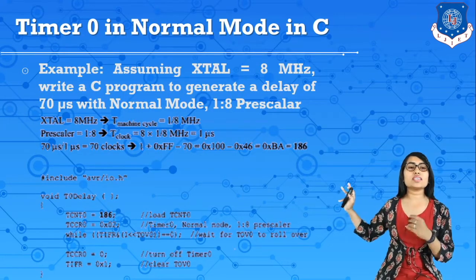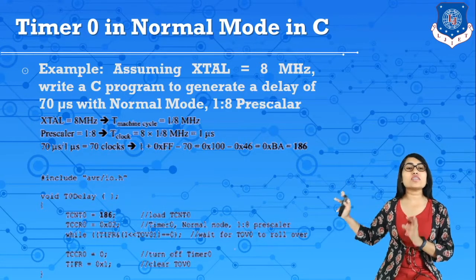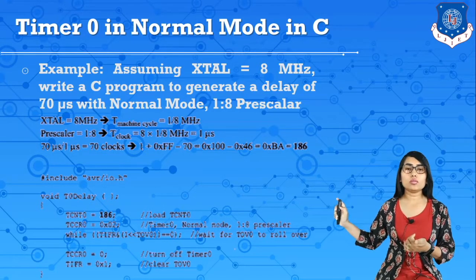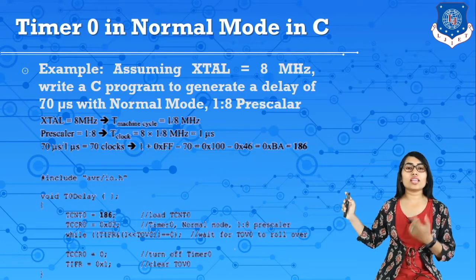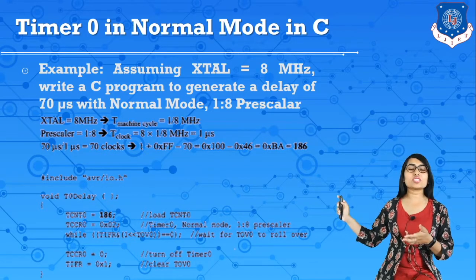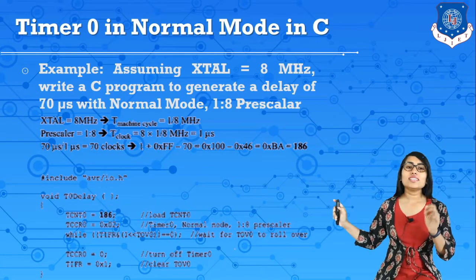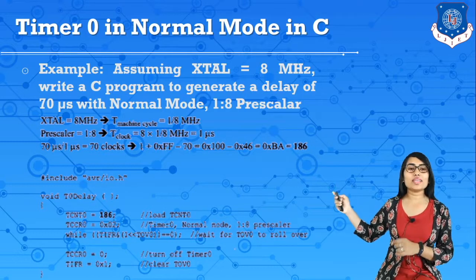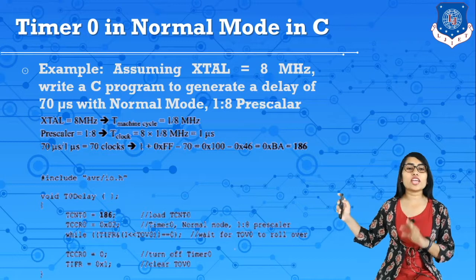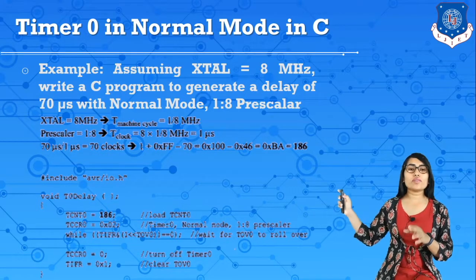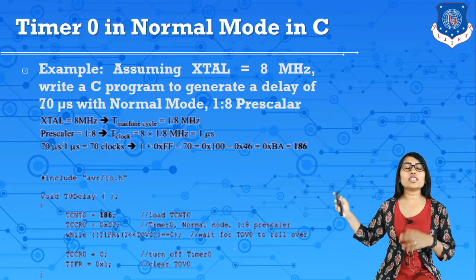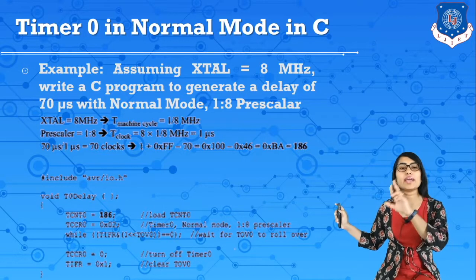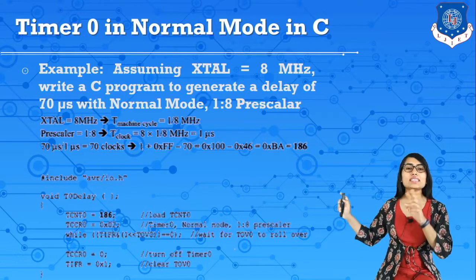Assuming a clock frequency, write a C program to generate a delay of 70 milliseconds with normal mode and a 1/8 prescaler. For normal mode and 1/8 prescaler, we have to calculate the value of TCCR0, and for 70 milliseconds we have to calculate the value of TCNT0. The clock is 8 megahertz, so our T clock is equal to 1 upon 8. Now here we have a prescaler of 1/8, so we have to divide this by 8. So 8 into 1 by 8, the 8 cancels out, and we have 1 millisecond.